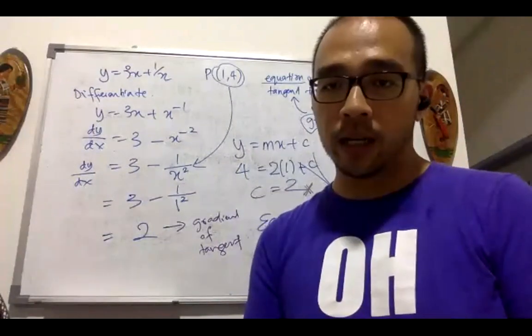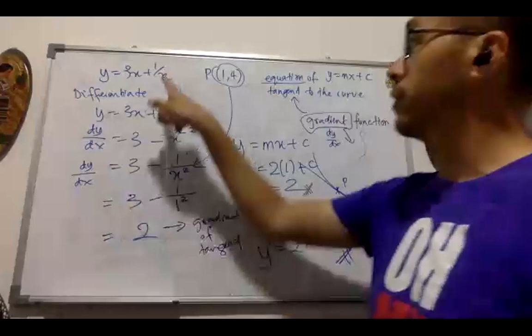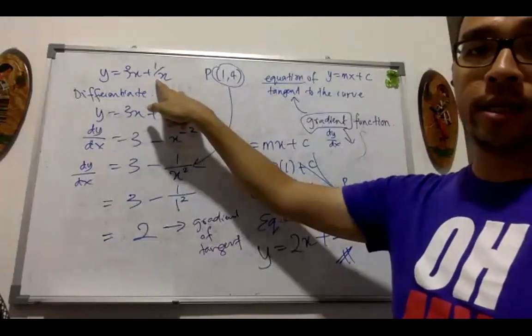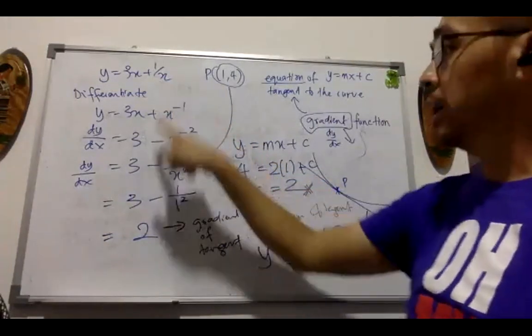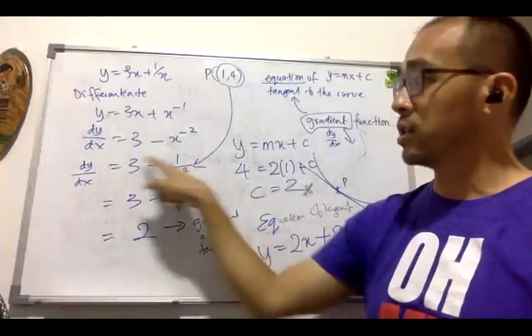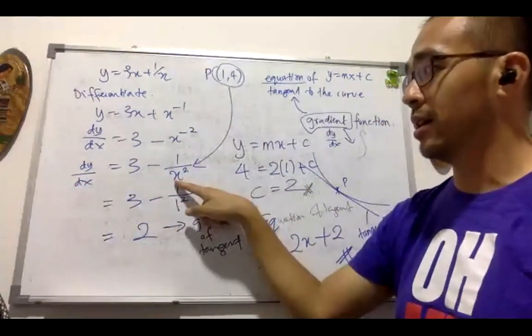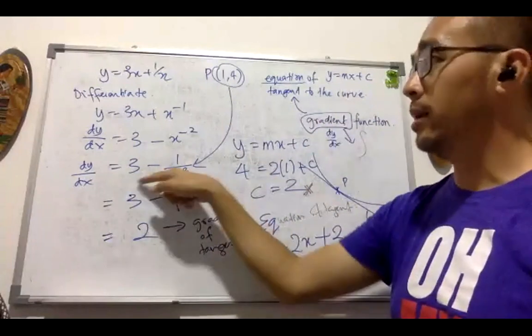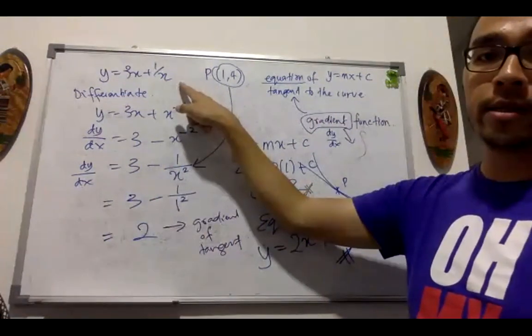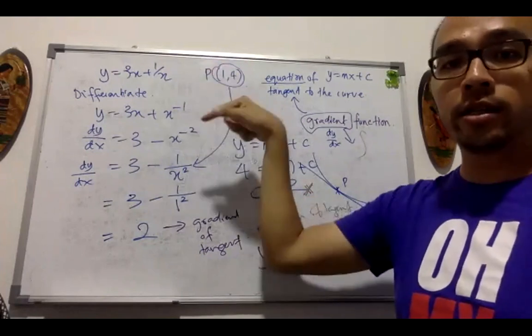Hold on, team. If the gradient function is integrated, it becomes the equation of the curve. Okay, if I integrate, this is the gradient function, remember? This is the gradient function after I differentiate. If I integrate this one, I will get this.